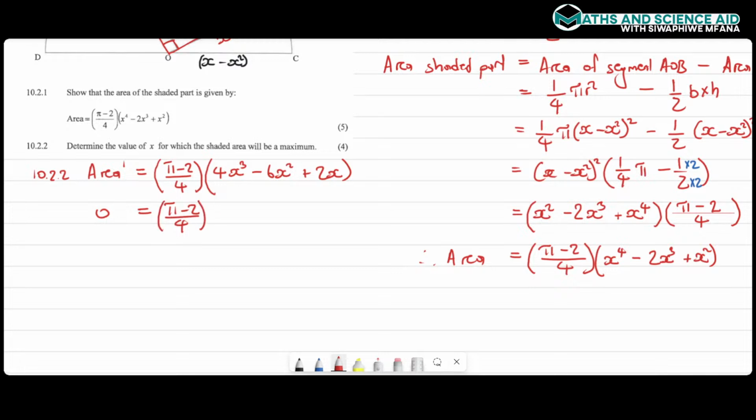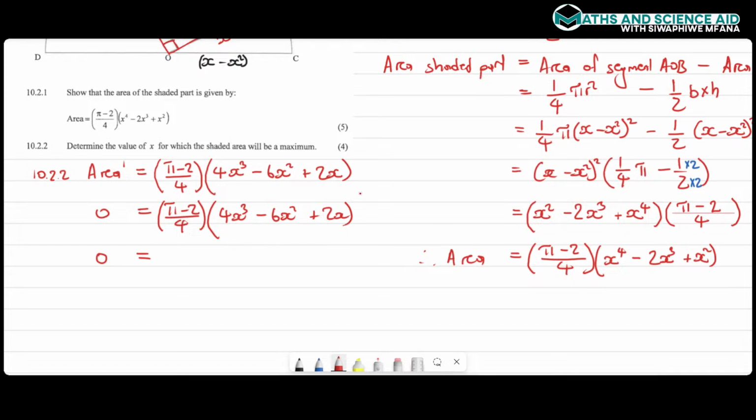Let me do this. And then, well, I just need to drop this down as well. Okay, so this is what I mean. Obviously, we can now just divide by this pi minus 2 over 4 on both sides of the equation and get rid of it. So our main focus is then going to be this cubic function here. And on that cubic function, we can actually factorize by taking out x as a common factor.